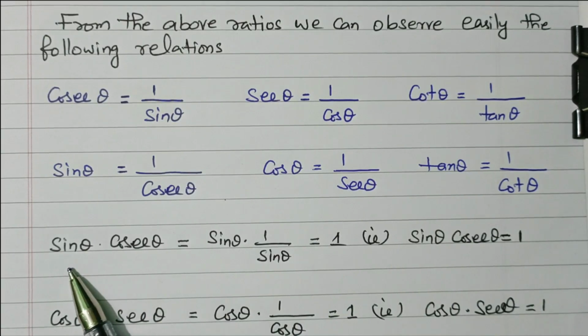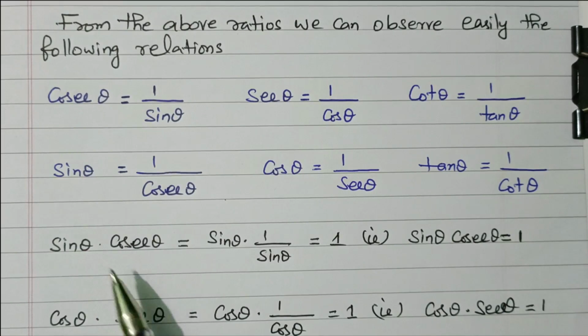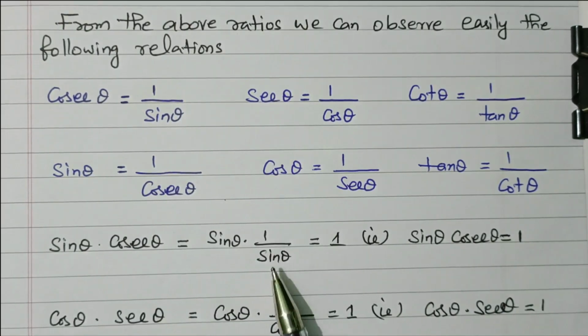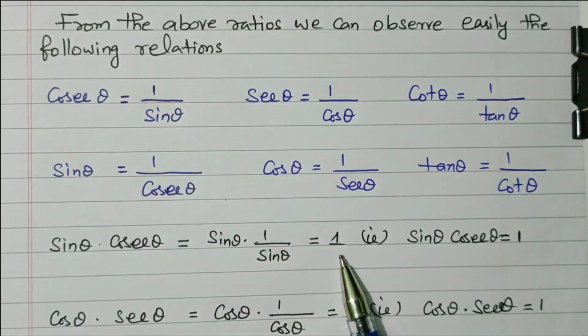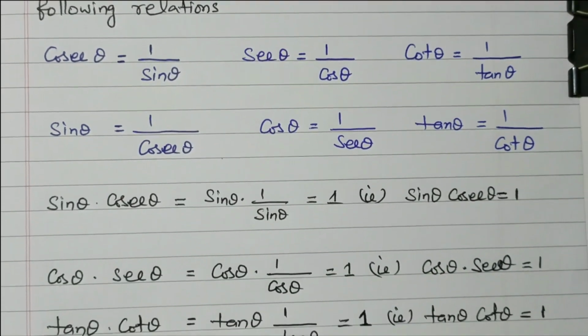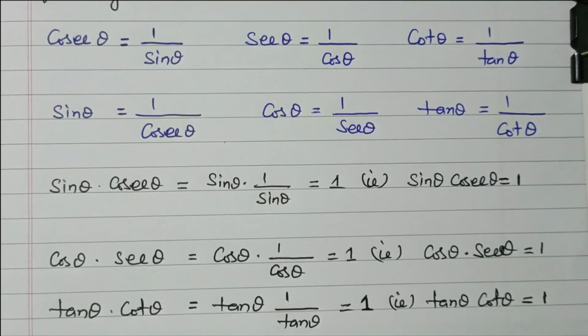Now consider sin theta into cosecant theta. We can multiply both. What happens? Sin theta is written as it is, and cosecant theta is 1 by sin theta. So sin theta gets cancelled. It is 1. So sin theta into cosecant theta has the value 1, because both are reciprocals.